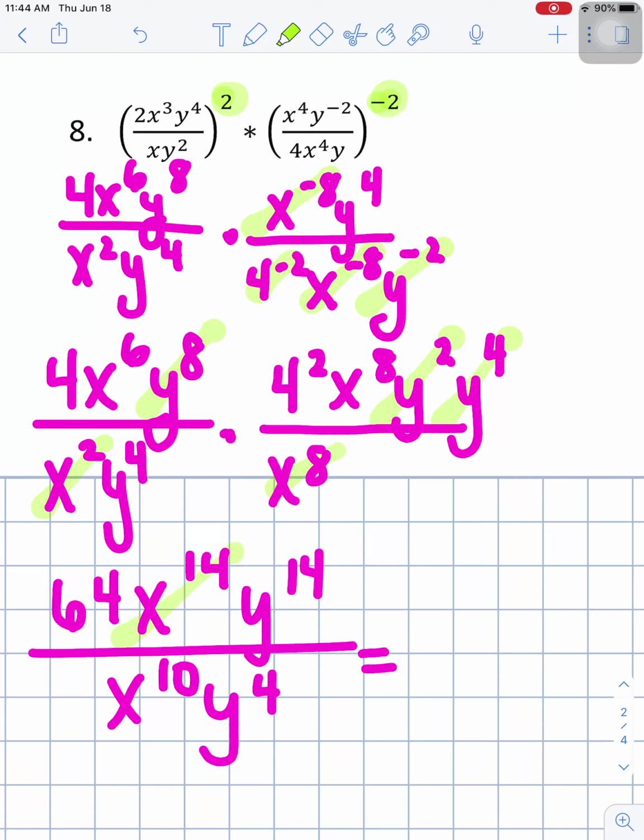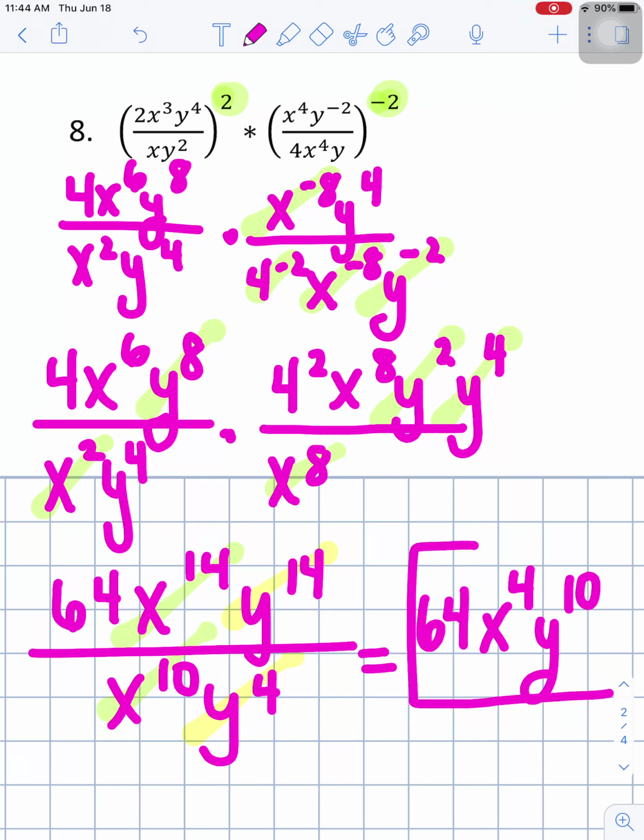And then at this point, I have x's I can divide, and we have y's that we can go ahead and divide. So the 64 would remain in the numerator. x to the 14th divided by x to the 10th is x to the 4th, and then y to the 14th divided by y to the 4th is y to the 10th. Now, like I said, that problem is a bit crazy, but if you're at the point where you can get that one on your own, then I would actually call you a master of the rules of exponents.